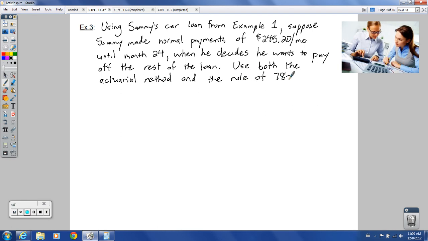I'm not exactly sure why they call it the rule of 78ths. Maybe you could look that up and tell me. Maybe I'll give you some bonus points for that if you can do a little research on that and why it's called the rule of 78ths.